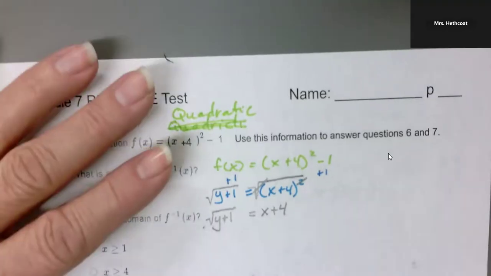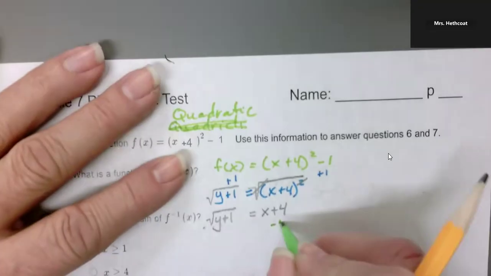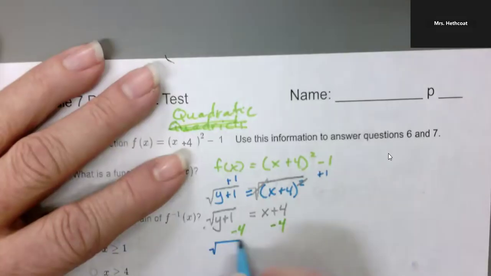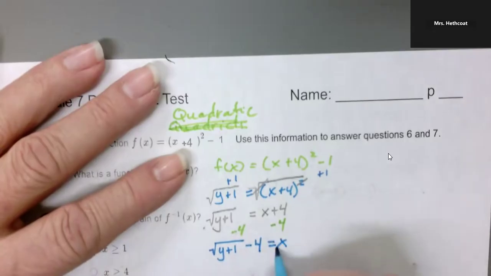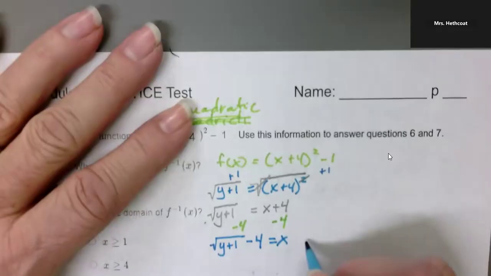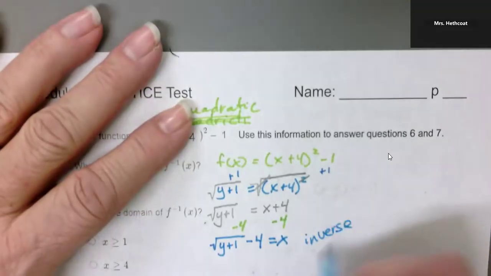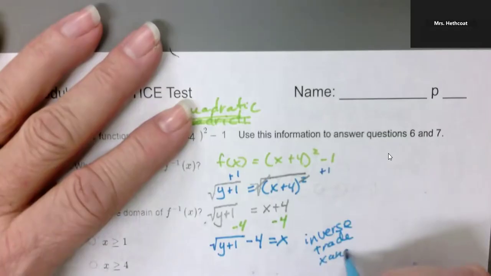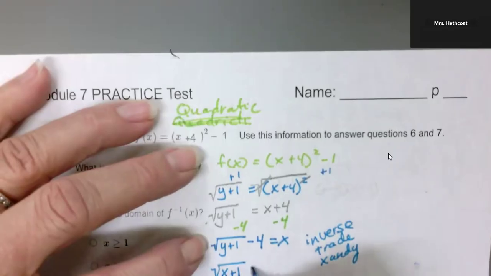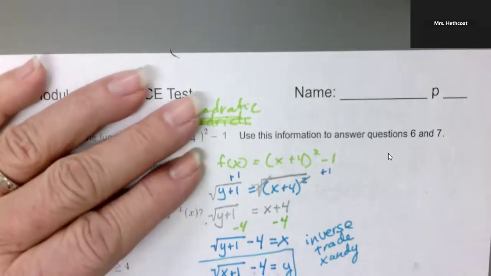Okay, from there, we're going to subtract 4 from both sides, and we get the square root of y plus 1 under the radical sign, minus 4 not under the radical sign, equals x. Beautiful. Now that we have the x by itself, let's go ahead and do our inverse, right? Inverse, or trade that x and y. So I'm going to do square root of x plus 1 minus 4, not under the square root, equals y. And this is our beautiful answer.